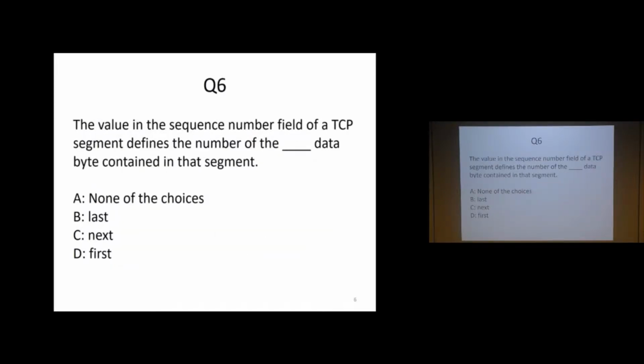The value in the sequence number field of a TCP segment defines the number of the blank data byte contained in that segment. Is it the last segment, the last byte, the next byte, or the first byte? Remember in the TCP header there's a sequence number field and there's an acknowledgement field, right? So here I'm talking about the sequence number field. The value tells you what? It's the number of the last, next, or first, or some other byte contained in the segment.